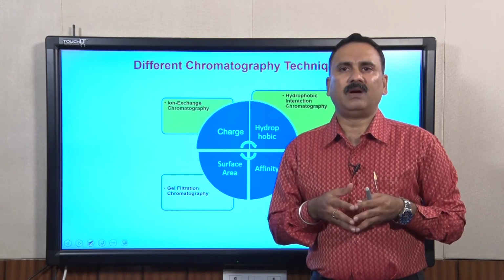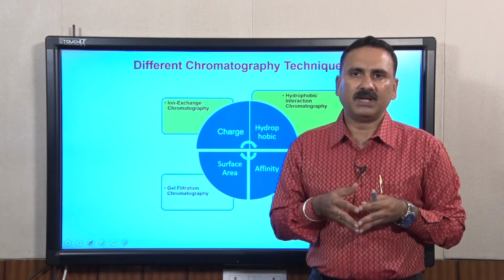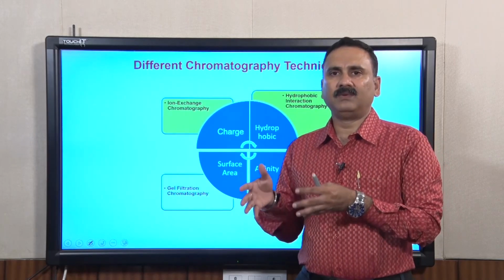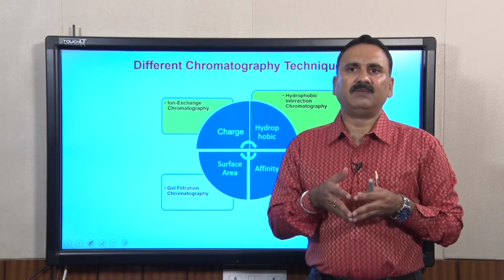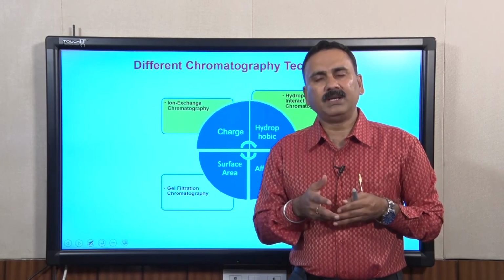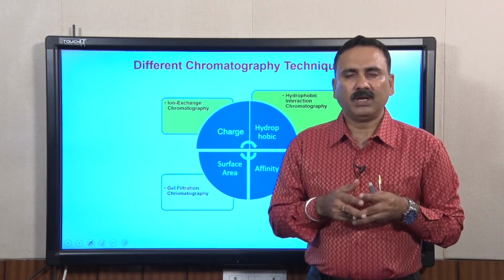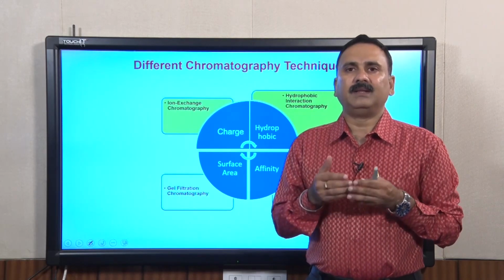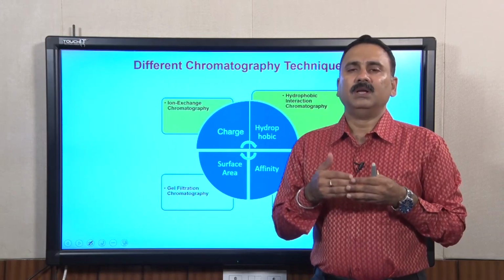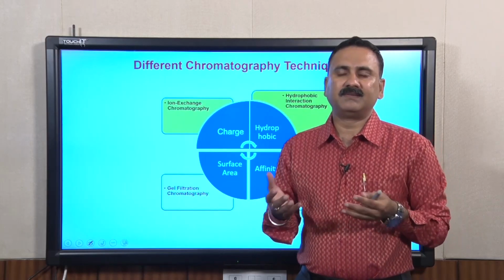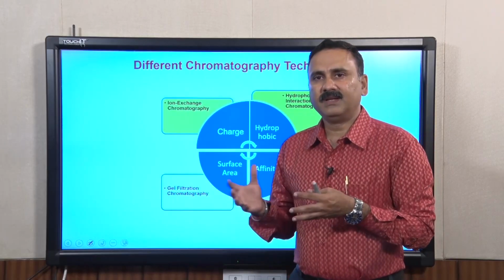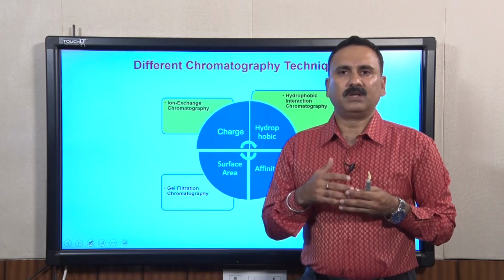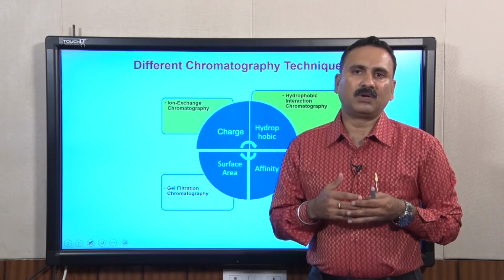In this context, so far we have discussed two properties of the protein which can be exploited in two different techniques. In one of the lectures we discussed how you can exploit the presence of charge on the protein in the technique called ion exchange chromatography, and in the next lecture we discussed the hydrophobic patches present on the protein surface and how that can be exploited to purify the protein using hydrophobic interaction chromatography.